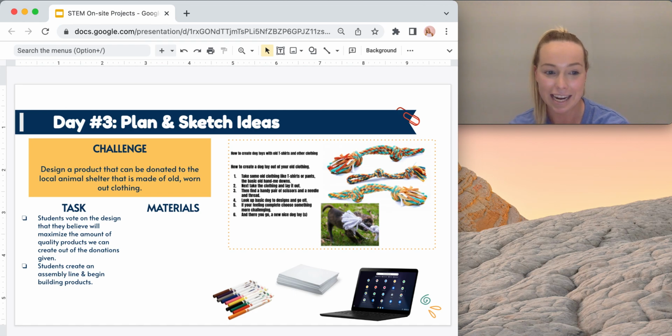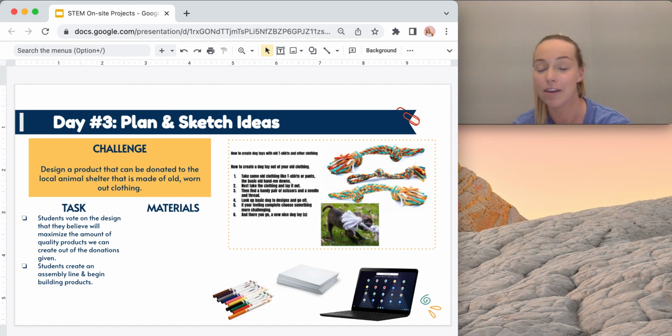And then beginning to build those products. The building's going to be done tomorrow, but they need to have in their mind that they are going to be voting on products so that they understand that their peers will be seeing these things. This can be done through paper and markers, but having that Chromebook is useful so that if they wanted to do it digitally, they can research on the internet.